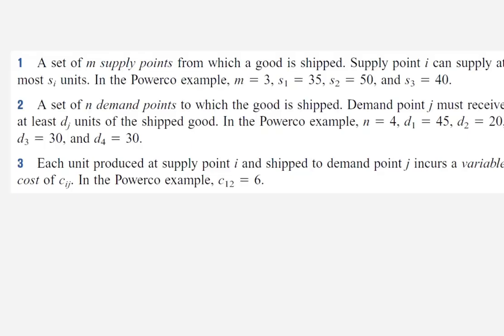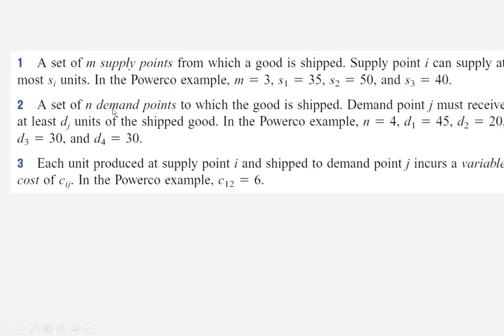And to model them, we always have a set of M supply points, company ABC or power plant 1, 2, 3, and supply point I can supply at most S sub I units. So S sub I is the total amount supplier I can supply. In the problem of PowerCo, we just saw M was 3 and S1 was 35 and so forth.